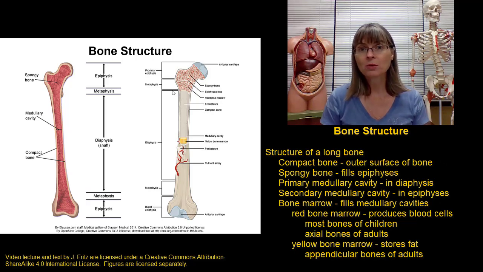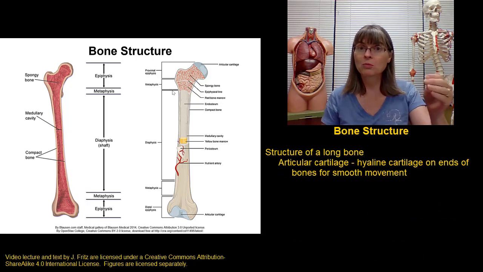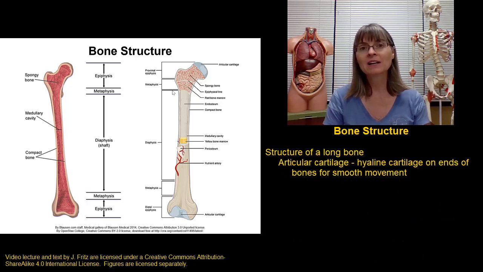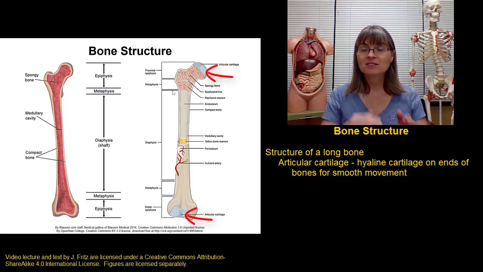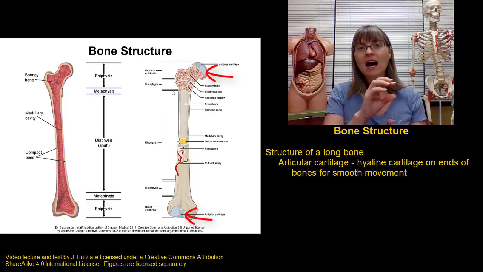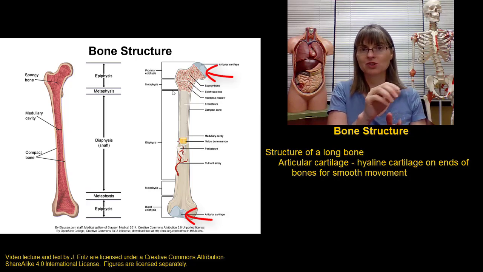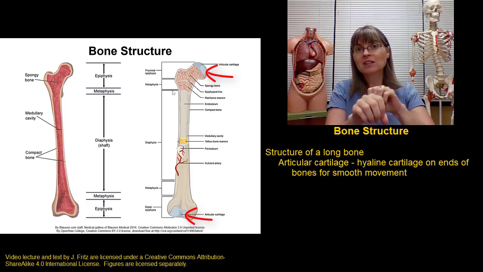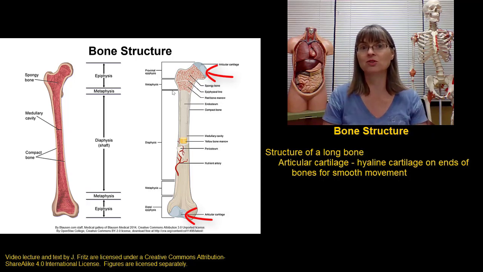On the ends of the long bones that are going to be articulating with or moving against other bones, we find articular cartilage. This is a layer of hyaline cartilage. Hyaline cartilage is a very smooth cartilage, and this cartilage on the ends of the bones allows them to glide smoothly against each other in the joints.